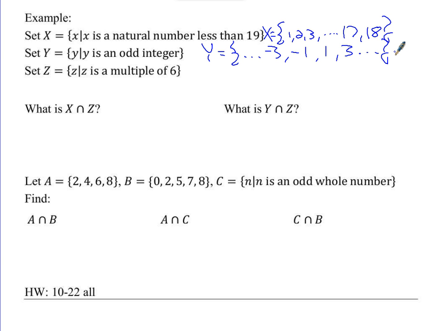Now the last one, set Z. Z is a multiple of 6. So what are some multiples of 6? How do I get multiples of 6? So I could do 6 times 1, I could do 6 times 2, and then 6 times 3, but I could also go with negative numbers, and I could also multiply 6 times 0. Those are all multiples of 6, those results, okay?